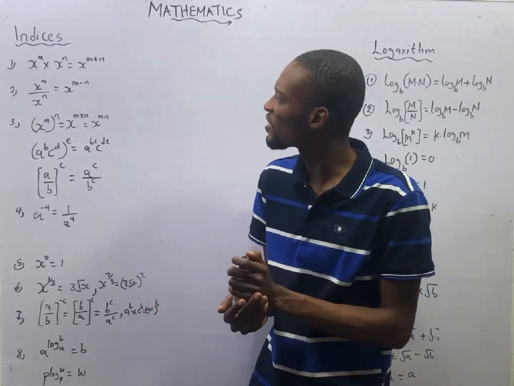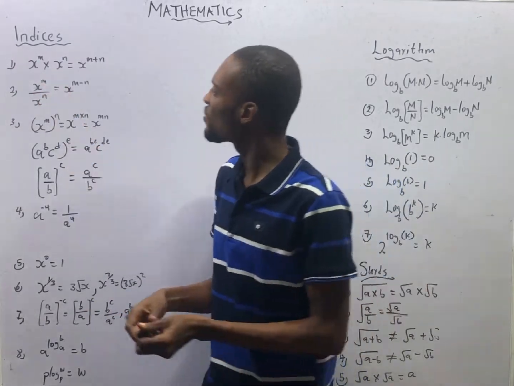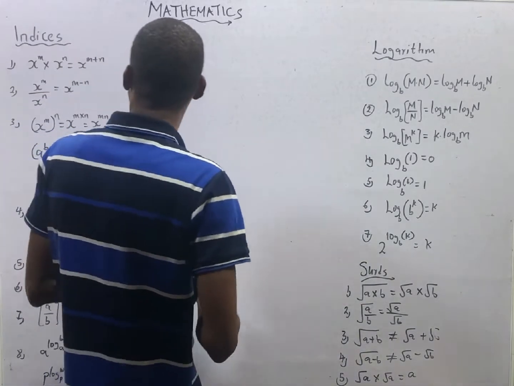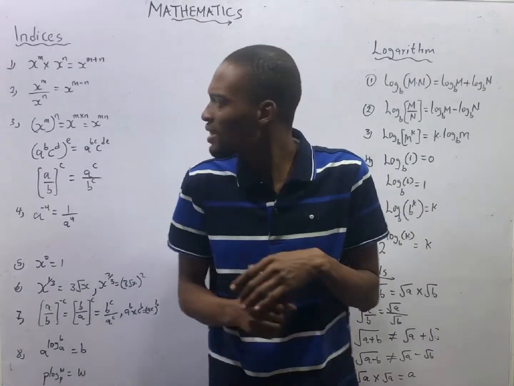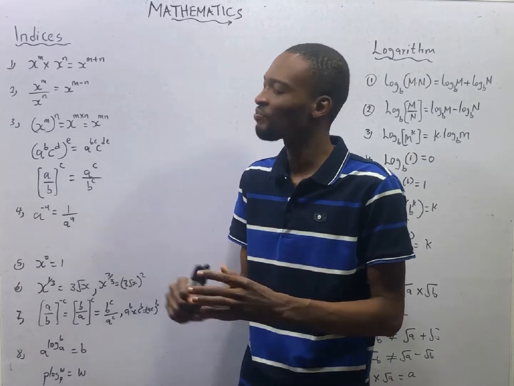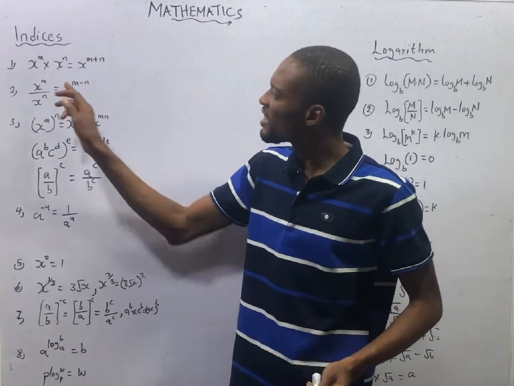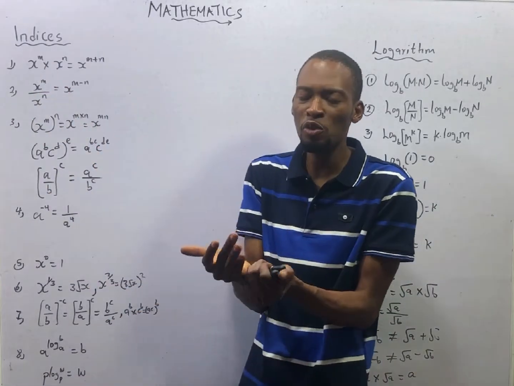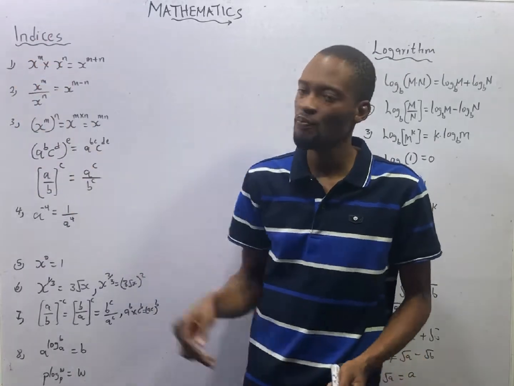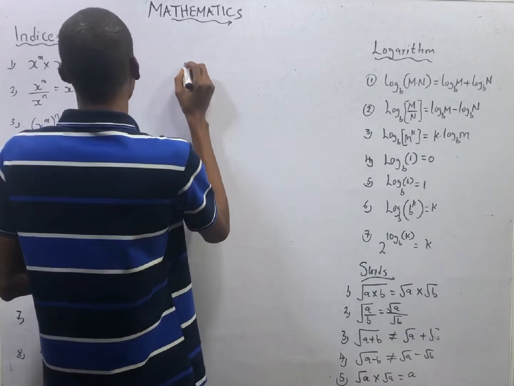The first law of indices is the multiplication law. This law states that if you have s raised to the power of m times s raised to the power of n, it is the same thing as s raised to the power of m plus n. Look at it. This is s, this is s. Since they are both s, it simply means that if you have two numbers with the same base, what is here should be the same as what is here. Now let's take s to be any number. Let's say 2.